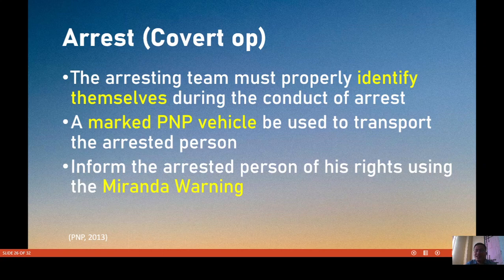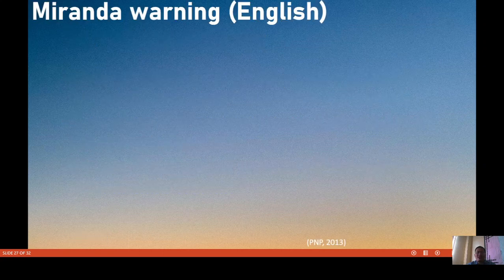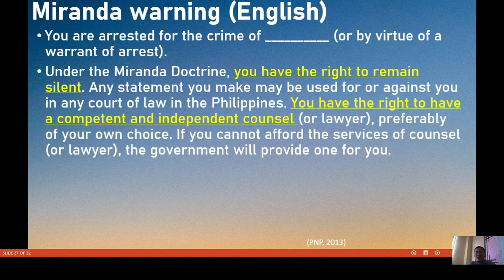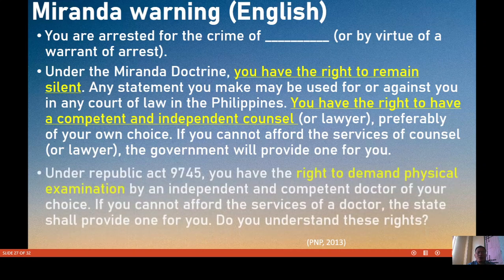Then inform the arrested person of his Miranda rights, the Miranda warning. We discussed this earlier; it is based on the Miranda doctrine. So for example, in English, you say, you are arrested for the crime of, and you state the crime, or by virtue of a warrant of arrest. Under the Miranda doctrine, you have the right to remain silent, and any statement you make may be used for or against you in any court of law in the Philippines. You have the right to have a competent and independent counsel or lawyer, preferably of your own choice. If you cannot afford the services of counsel, the government will provide one for you.